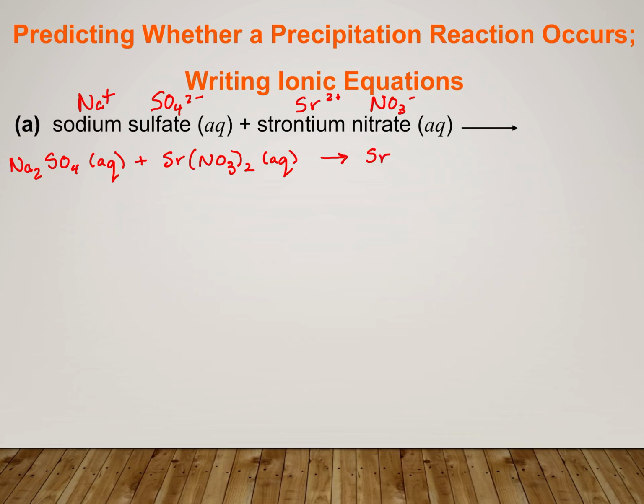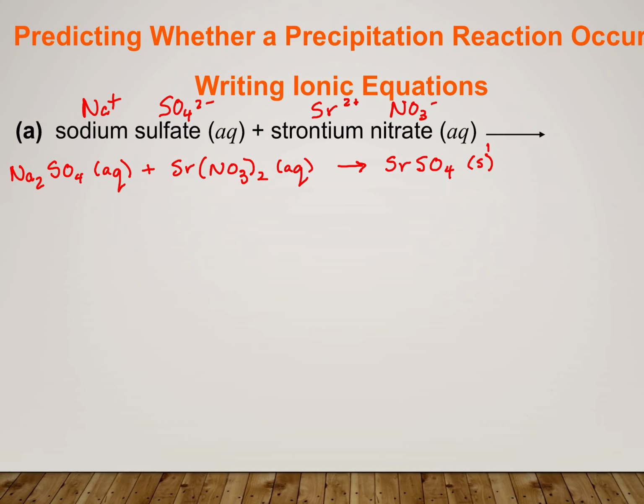So strontium sulfate is going to form a solid. Sulfates are typically soluble, but strontium is one of the exceptions. And then we have sodium nitrate, and anything with sodium and anything with nitrate is always going to be aqueous. Then we need to go ahead and balance our equation. Don't forget to balance it or it's not going to work out correctly. So that would be our molecular equation.